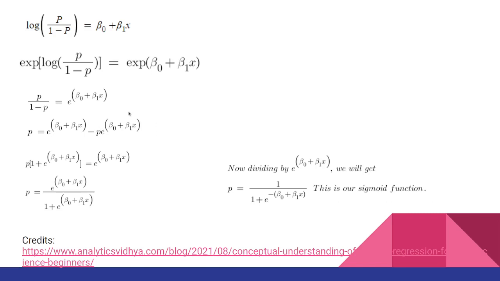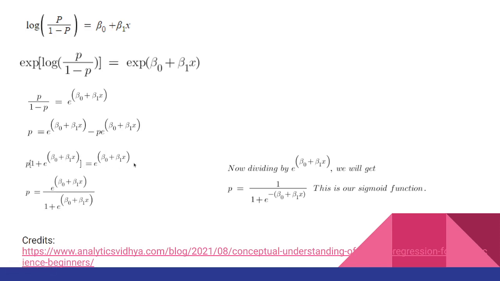Okay, so till this I hope it is clear. Then we move the minus p term to the LHS. So what will happen? We get p plus p e to the power beta 0 plus beta 1 x. If we take p common, it will be p times 1 plus e to the power beta 0 plus beta 1 x, and in the RHS we keep the same.